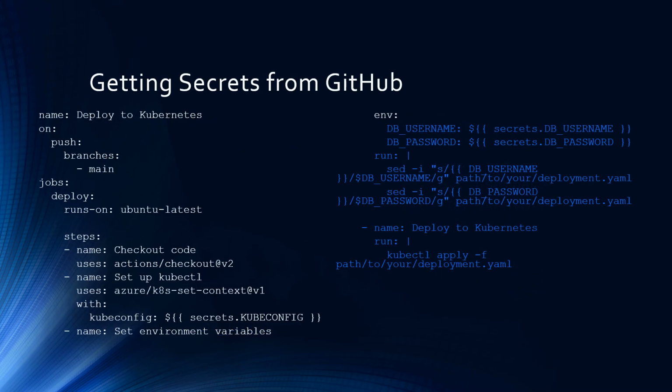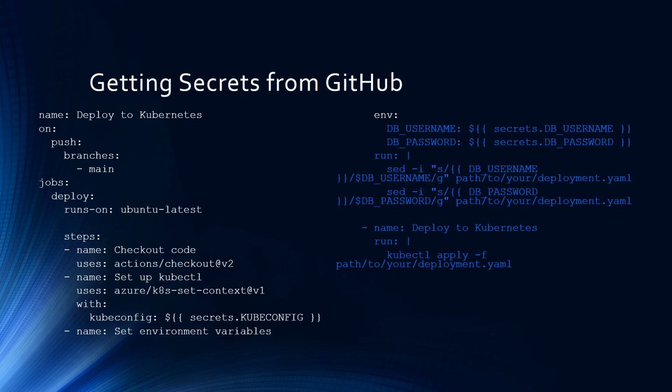Let's examine how to manage secrets in a GitOps workflow, particularly when using GitHub Actions for deployment. The YAML configuration shown demonstrates a GitHub Actions workflow for deploying to Kubernetes while securely handling sensitive information. This is a crucial aspect of maintaining security in your DevOps pipeline. The workflow uses GitHub's secret management system to store sensitive values like kubeconfig, db_username, and db_password.